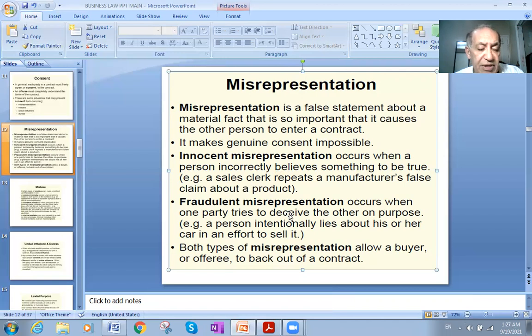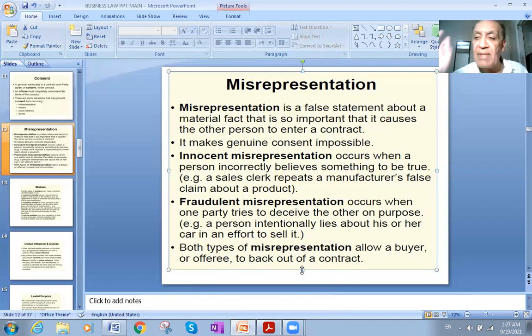It is kind of like cheating the buyer. Okay, and it's done intentionally, I mean, purposely. It is done purposely by the seller to put fake information. He's trying by any way to proceed in the contract process by letting the buyer sign, and the buyer might sign on something wrong. That's why both types of misrepresentation allow a buyer or offeree to back out of the contract.